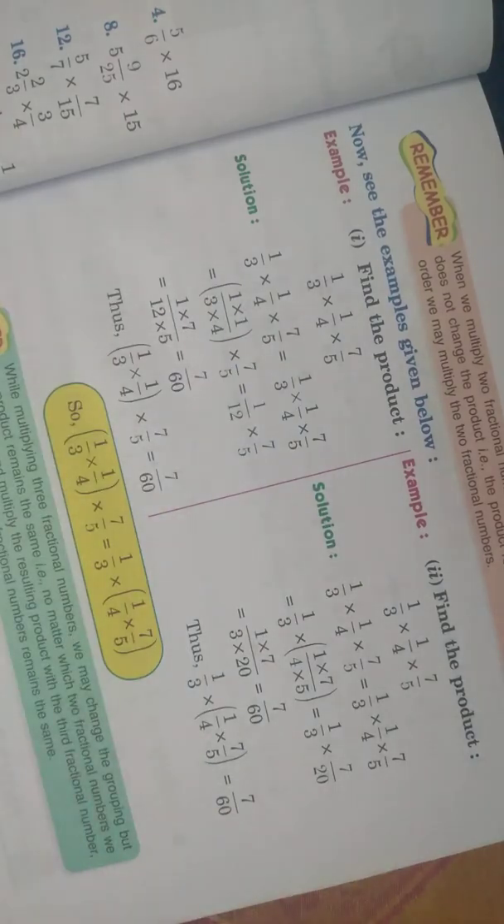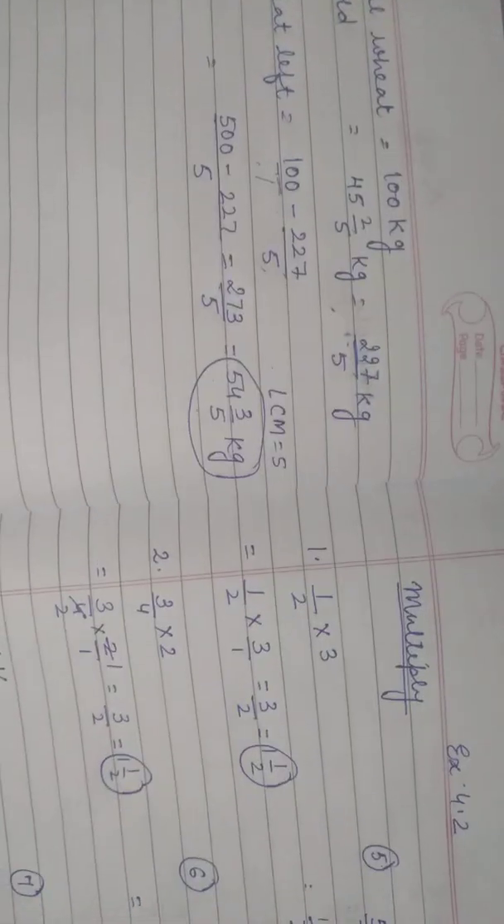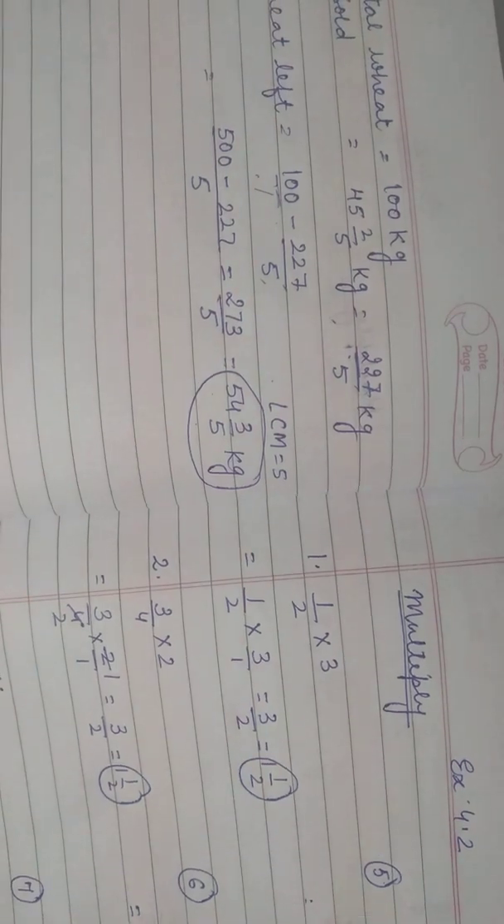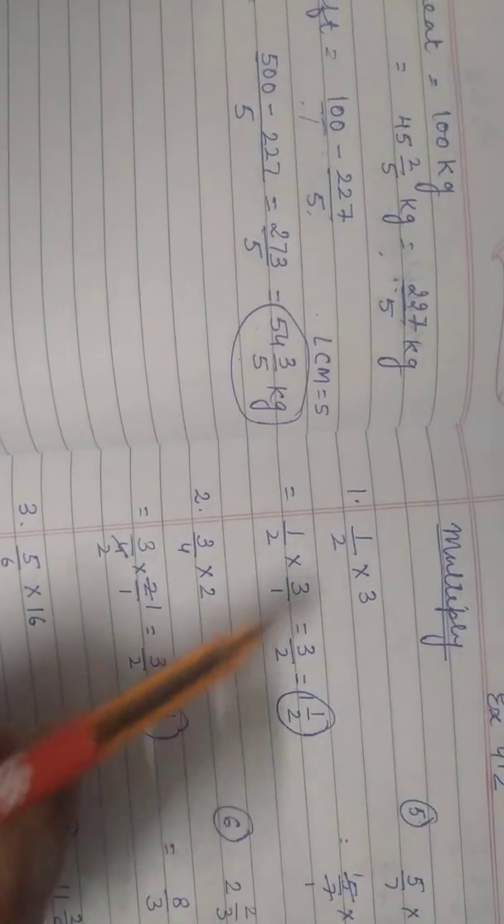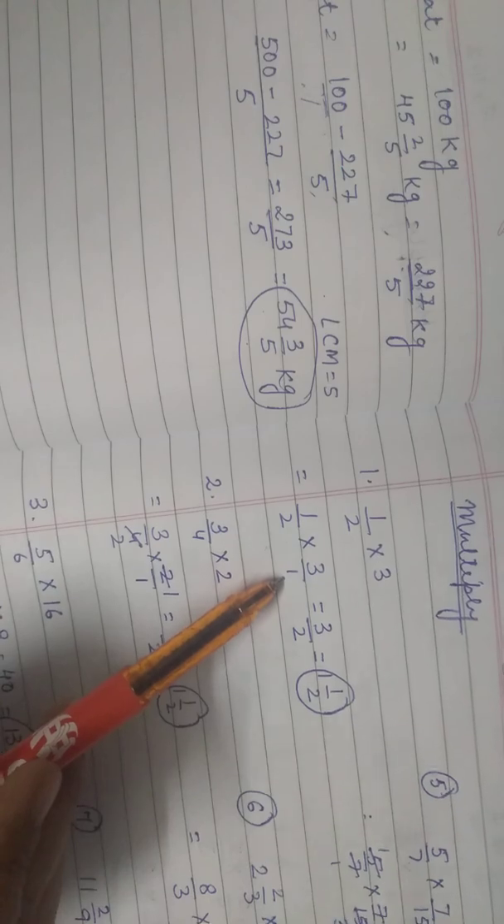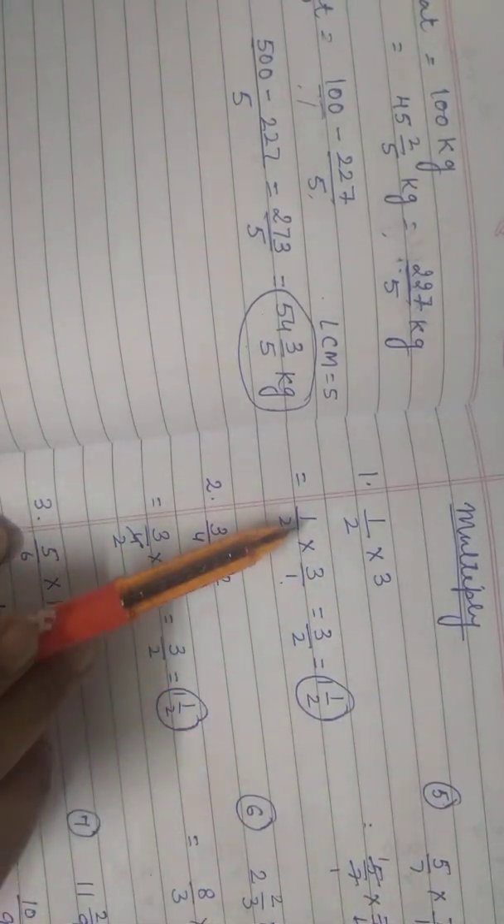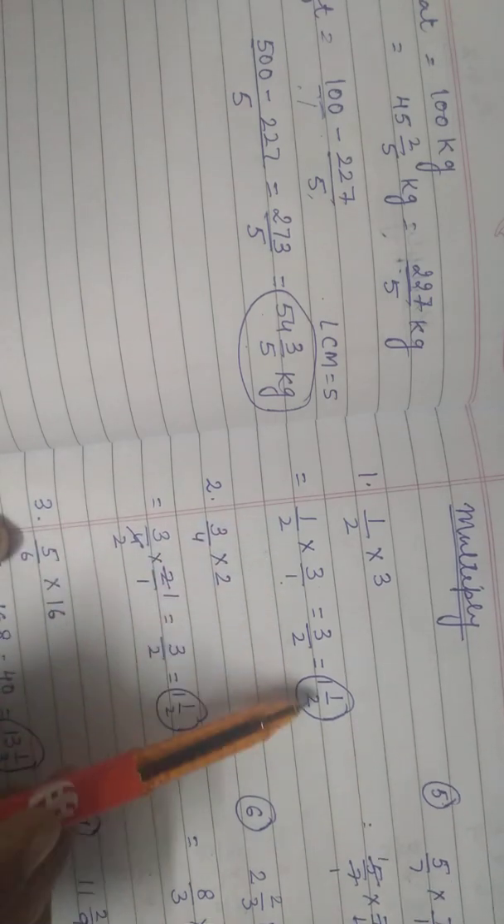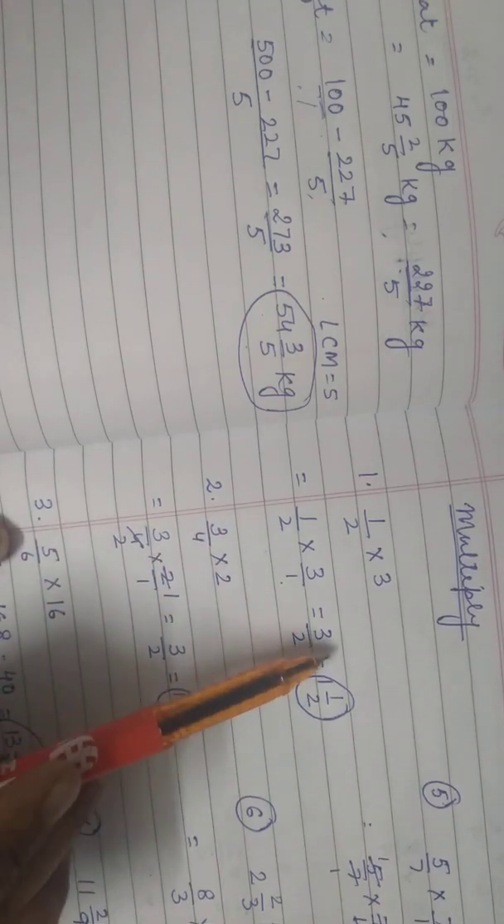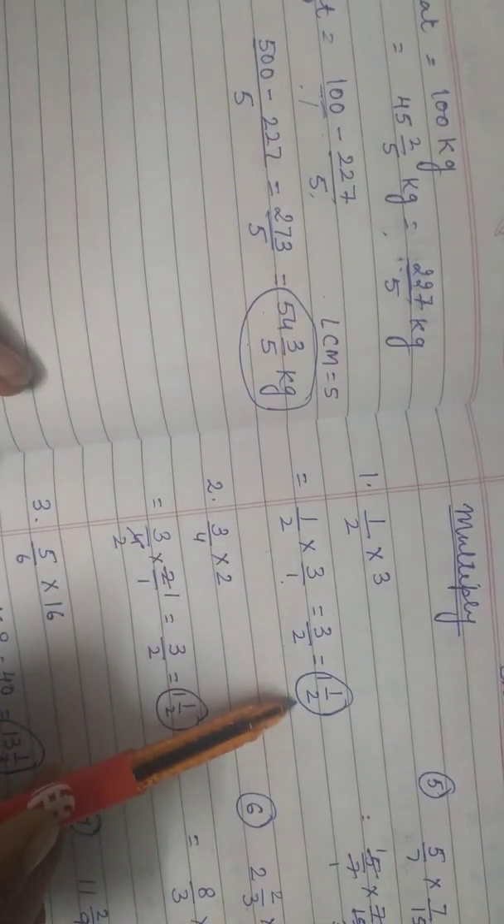So we'll start with the 4.2 exercise. I will follow the second, cutting method. It will be beneficial in your further classes. 1 by 2 and 3, so 1 by 2 multiplied by 3 by 1. Here we don't have any numerator or denominator which can be cancelled. So 3 ones are 3, 2 ones are 2. This is bigger, this is smaller, so we'll change it into a mixed fraction.